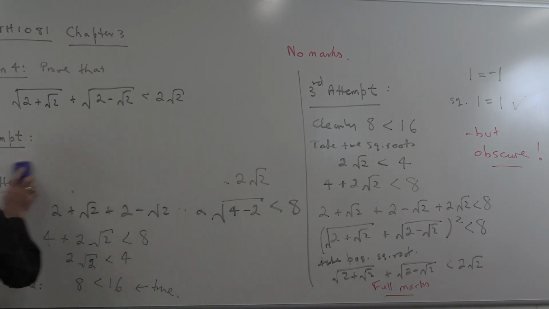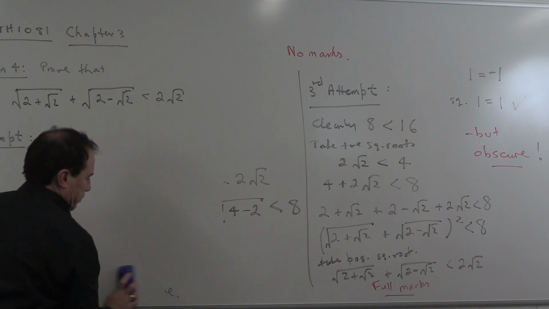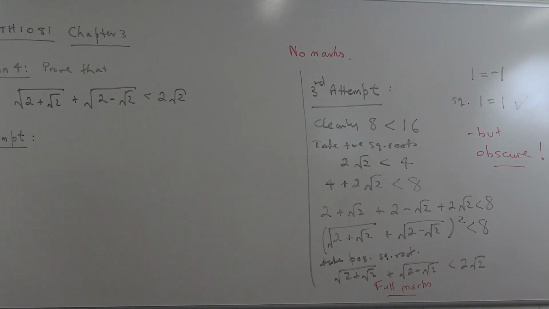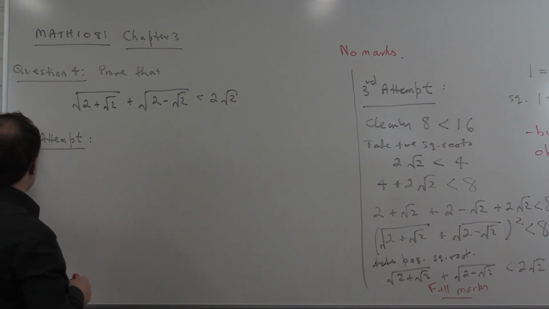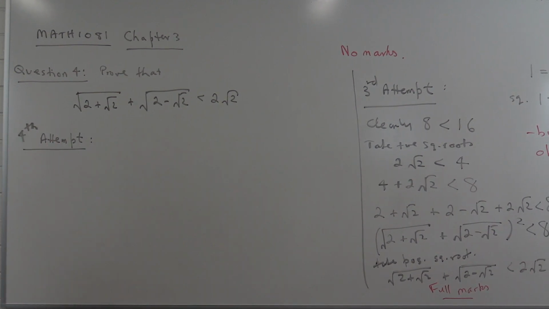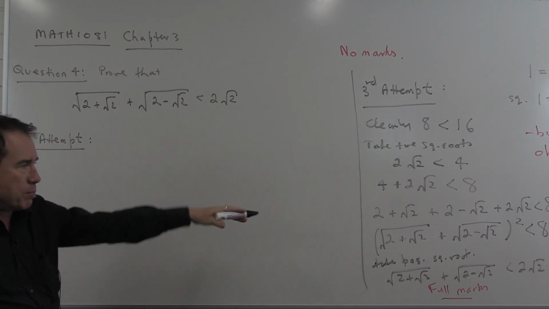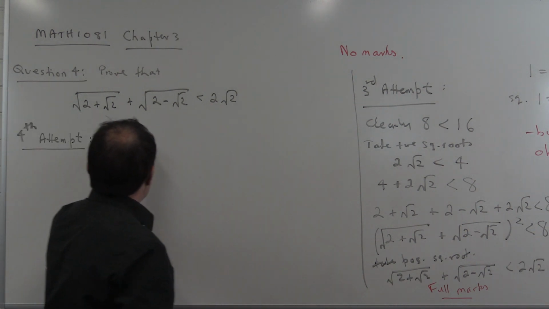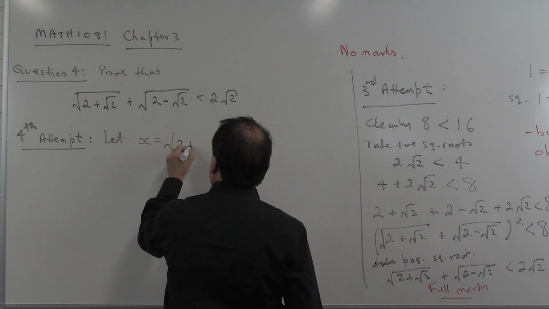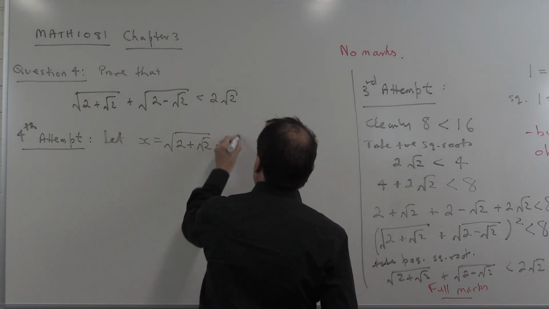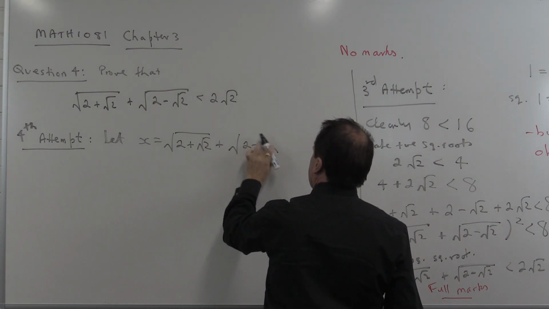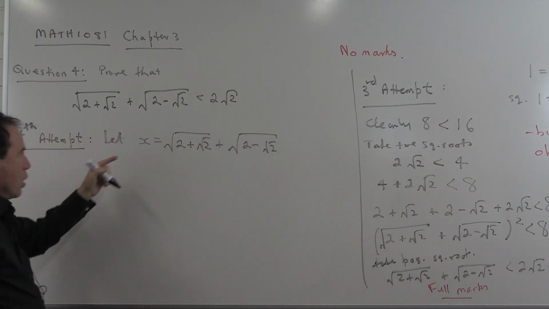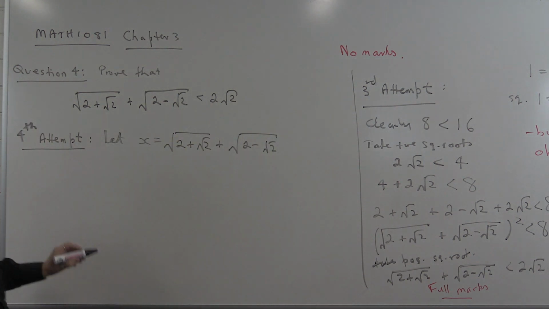So I want to try a fourth attempt, which also will be a valid proof, but I hope a little bit clearer and more obviously motivated than that proof there. So take the left-hand side and give it a name. So let x be the square root of 2 plus root 2 plus the square root of 2 minus root 2. And I want to try and show that this x is less than 2 root 2.